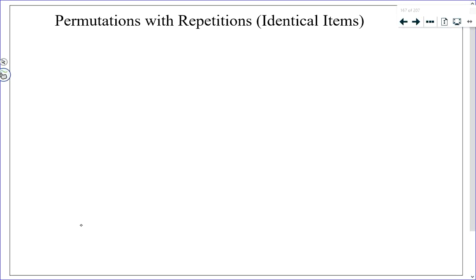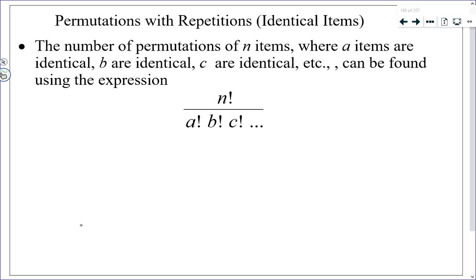Permutations with identical items. I hate that we say "with repetitions." That's not what we mean. We mean with identical items. So if I have n items that I'm going to arrange, say 10 books, and I want to put them on a shelf, normally I would just say there are 10 factorial ways of arranging them. But if some of the books are identical, then I have to divide by the factorial of the number that are identical.